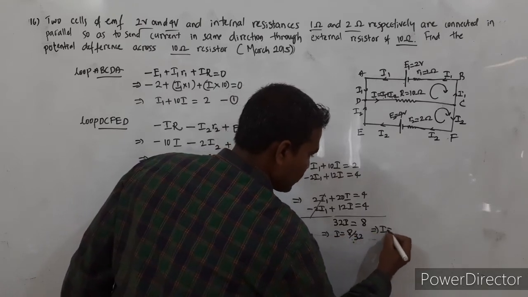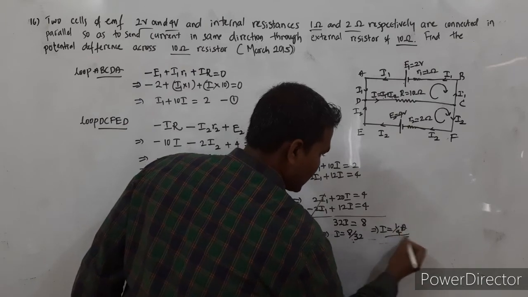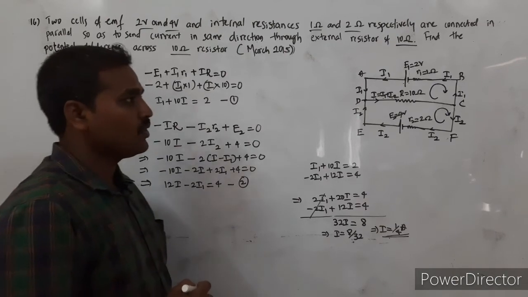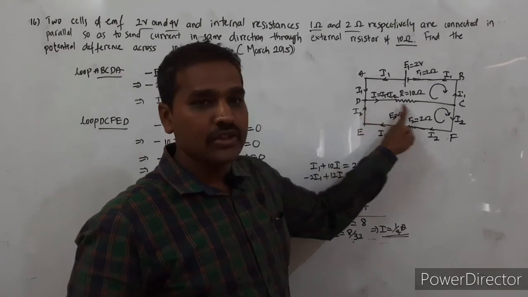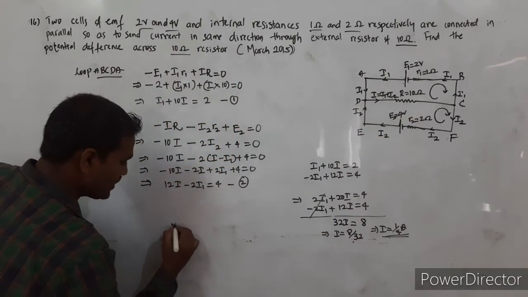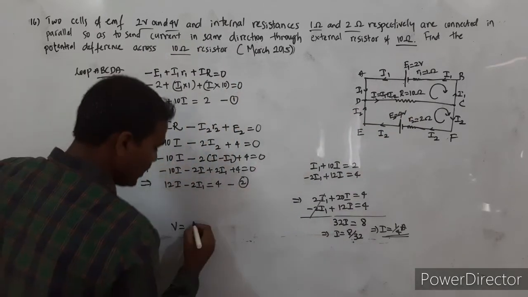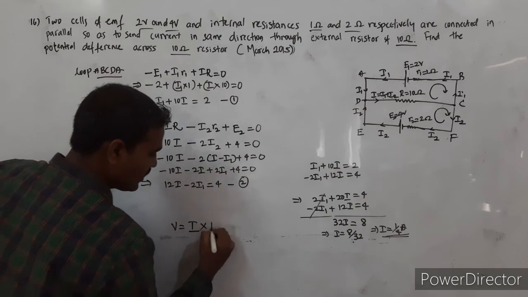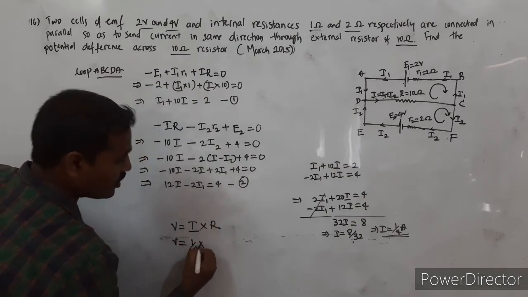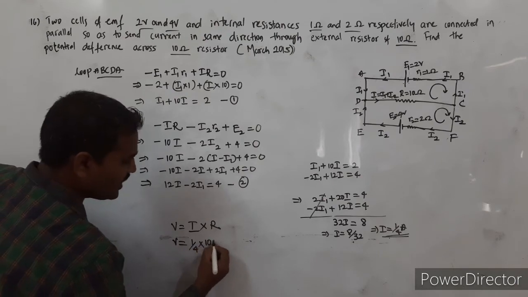This implies I is equal to what? 1 by 4 amperes. That is 0.25 amperes. Okay, so I got the current flowing through the resistor R equal to 10 ohm, so that I can find the potential drop across that resistor. It is equal to what? Total current flowing through that resistor into its resistance. So V is equal to 1 by 4 into R, which is 10 ohm.